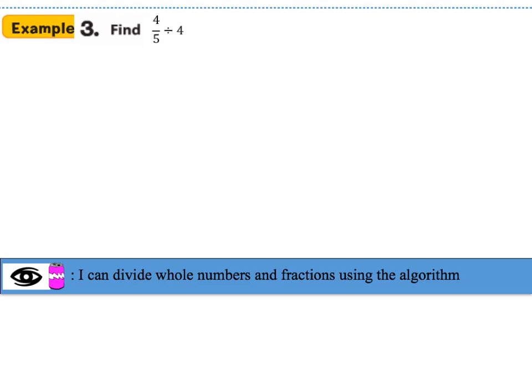So let's begin example 3. It says find 4/5 divided by 4. So when I start this, I'm going to rewrite the problem as 4 over 5 divided by 4 over 1. All I did was I made my whole number into a fraction. So if I want to rewrite this problem, I'm going to take my dividend, which is 4/5, and keep it the same. My division sign becomes a multiplication sign. And I'm going to take the reciprocal of 4 over 1, which is 1 over 4.